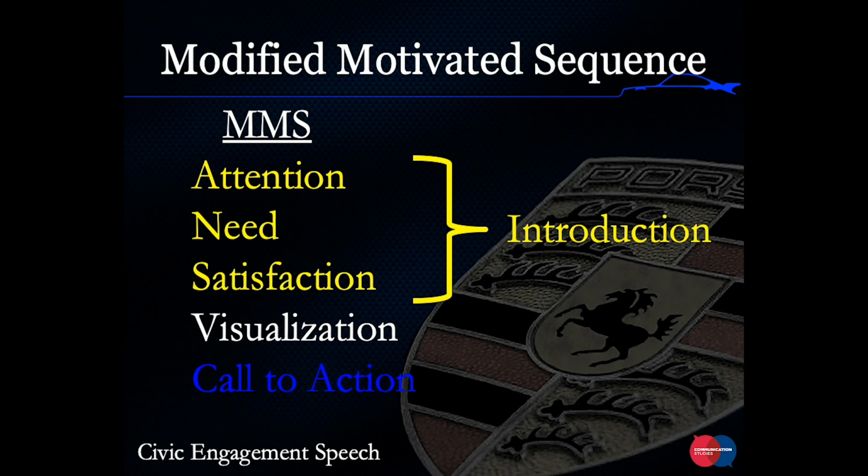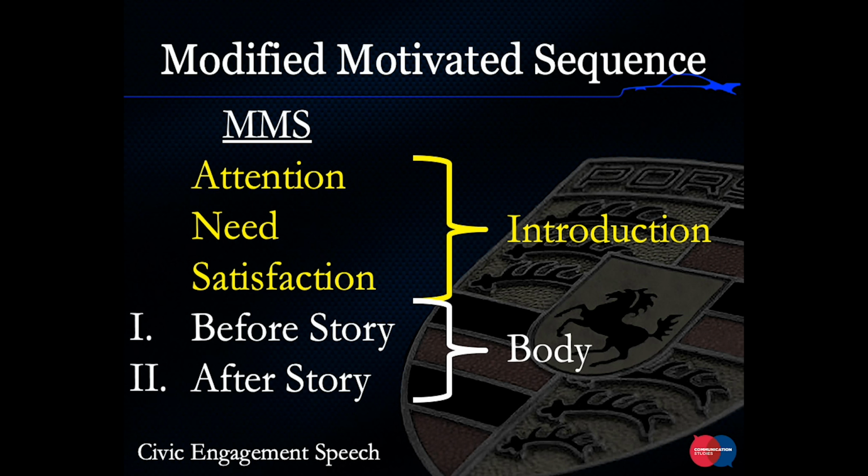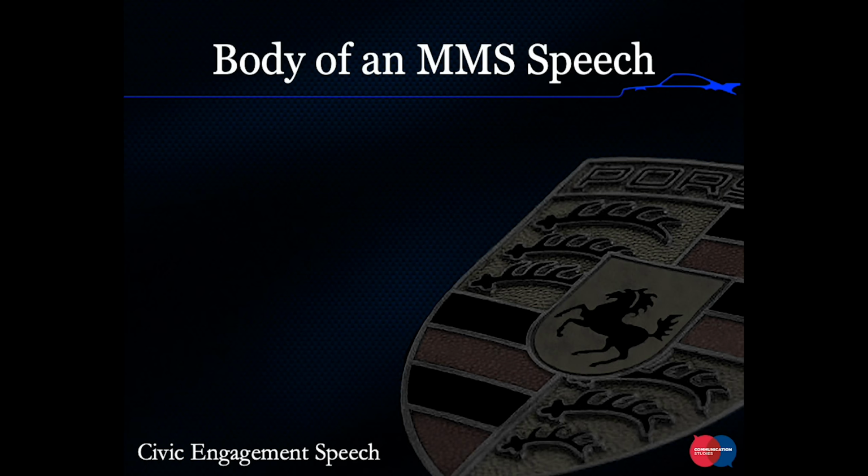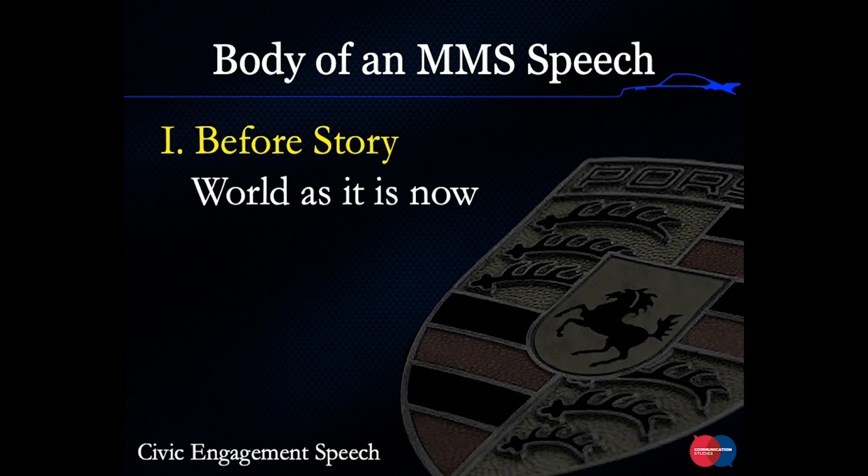The visualization then becomes the body of your speech. So specifically, you're going to have 2 main points. You're going to tell a before story and an after story. Those are your only main points. So in the body of this modified motivated sequence, your first point is a before story. And this is what the world looks like now.